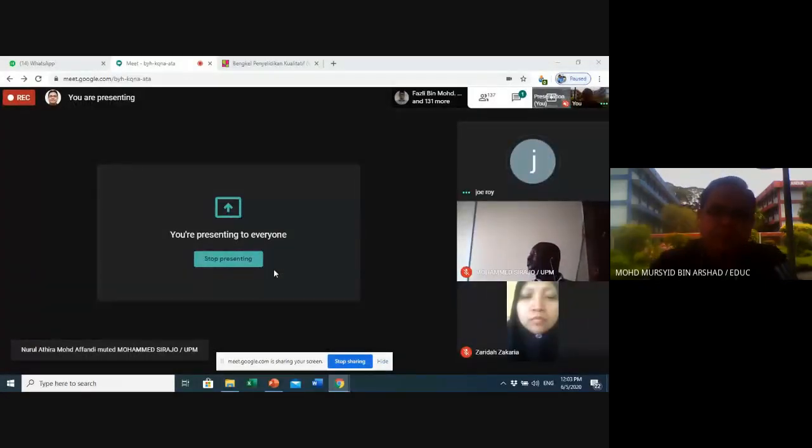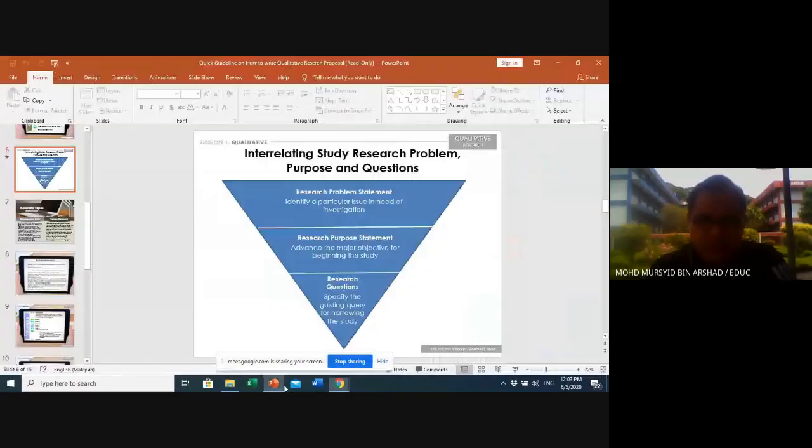As I mentioned to you, that is why we use the purpose statement. The purpose statement is actually the objective. Objectives are suitable for quantitative research because it has a general objective and specific objectives, since we are going to test that. However, in qualitative research, we are not going to test the hypothesis, but we are developing the hypothesis.